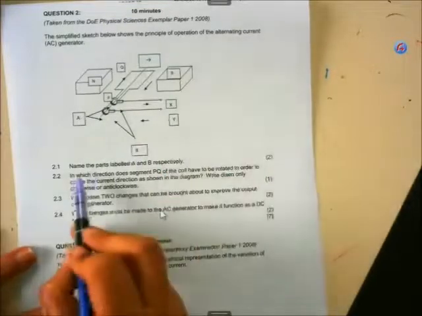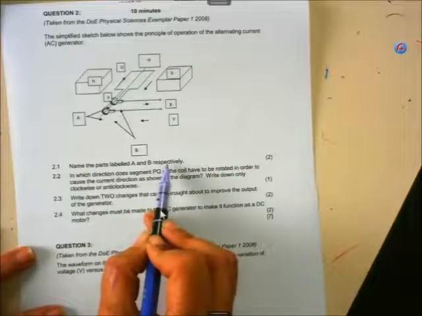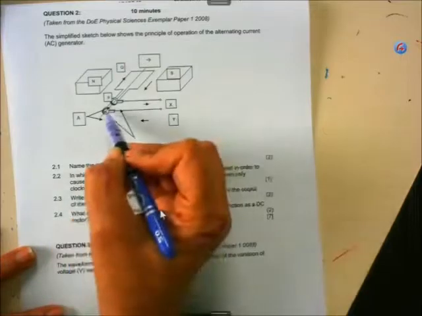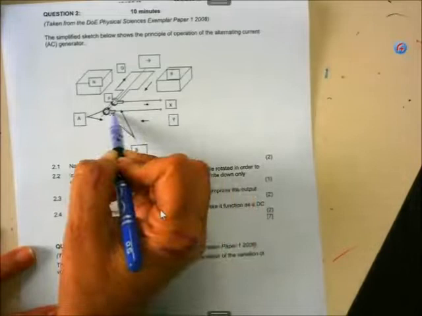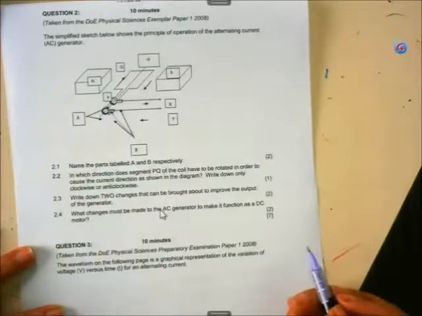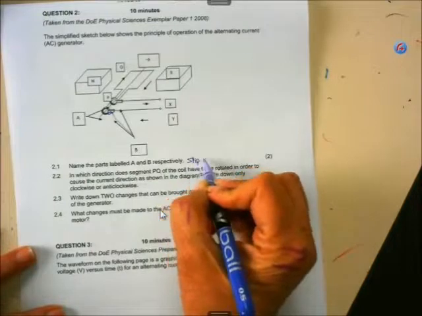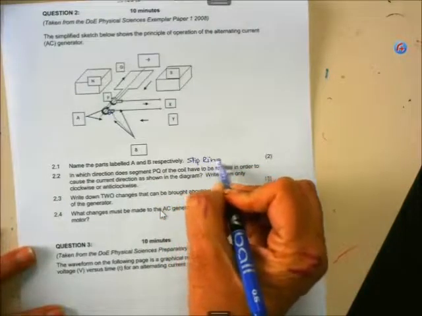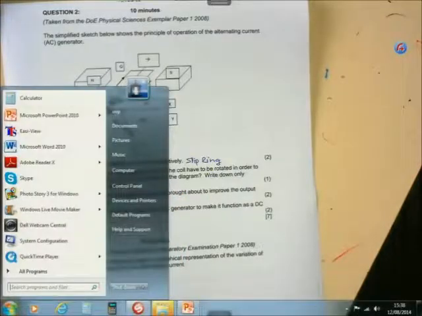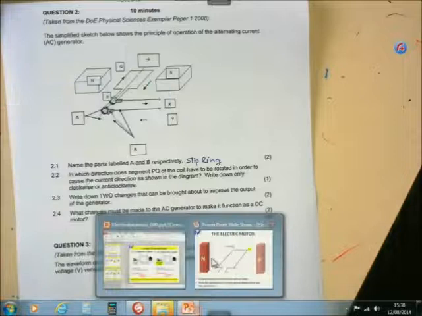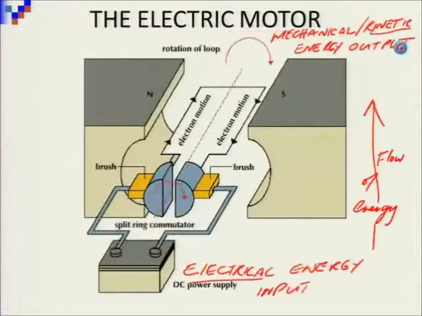Now they say to us, name the parts labeled A and B respectively. Right, this is not very clear, although A we can see clearly goes here, and B actually goes over there. Right, A, I think we can immediately all say that that is the slip ring. Okay, now B, I haven't actually discussed with you, and let's quickly see in our PowerPoint if we can find a picture of this. Yes, there we go.